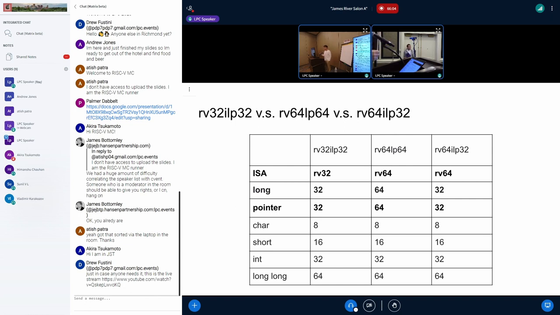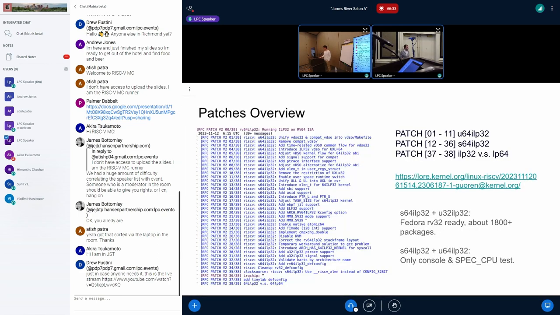The difference between RV64 ILP32 and RV32 ILP32 is only the ISA, but they have the same data type. And the difference between it and RV64 LP64 is only the data type. They have the same ISA. So RV64 ILP32 sits in the middle of these two APIs. It's a combination of the two.